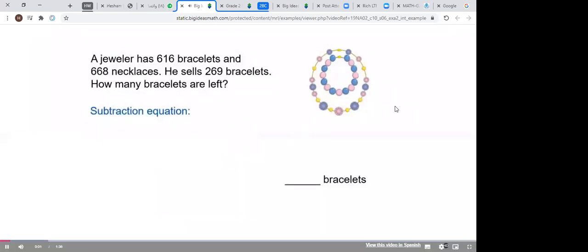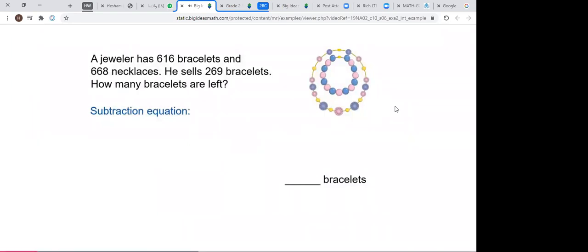A jeweler has 616 bracelets and 668 necklaces. He sells 269 bracelets. How many bracelets are left? You know a jeweler has 616 bracelets and 668 necklaces, and he sells 269 bracelets. You need to find how many bracelets are left. Your subtraction equation is 616 minus 269 equals what number? Rewrite the equation.